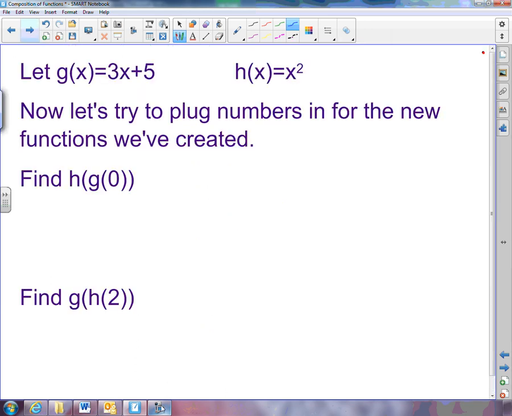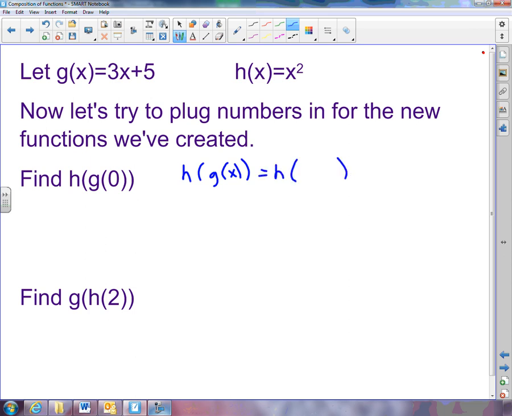Now let's try to do a similar thing, but here we're going to do it with numbers. So let's plug numbers into the new functions that we've created. Here I have two new functions. I have g of x equals 3x plus 5, that's just a line, and h of x equals x squared. That's going to be something called a parabola, a quadratic function. So now we're going to take h of x and plug g of 0 into that. Well, first, let's just find what h of g of x is, and then we'll go ahead and plug 0 into our answer.